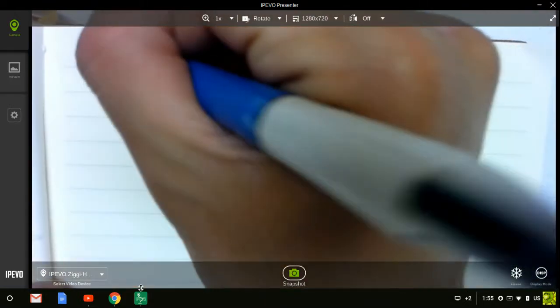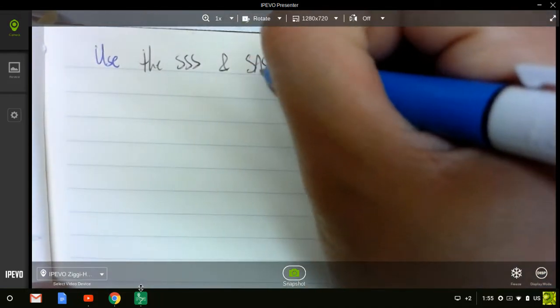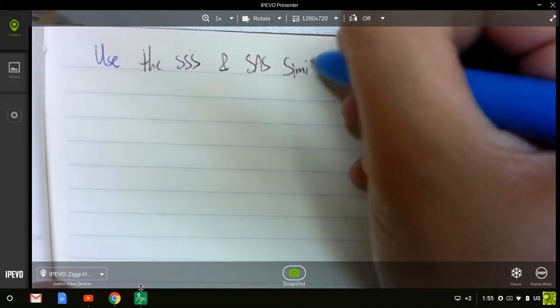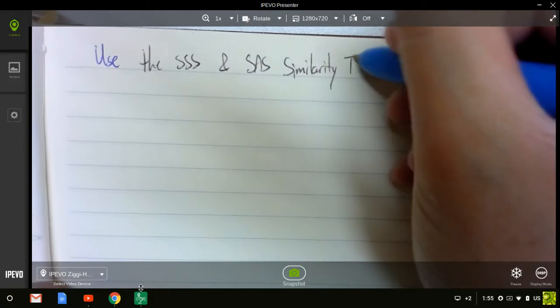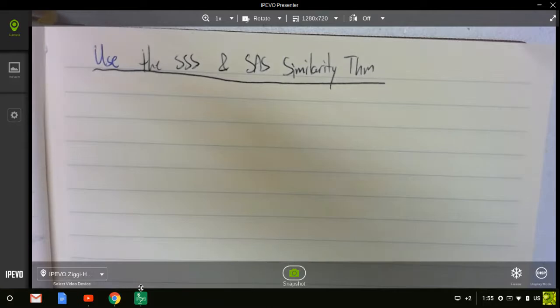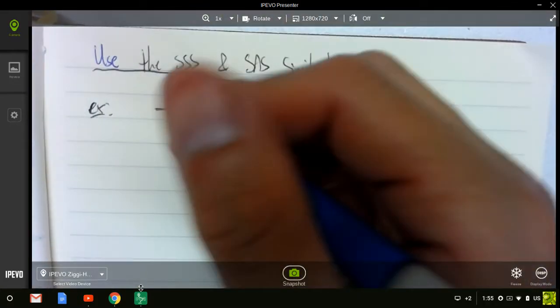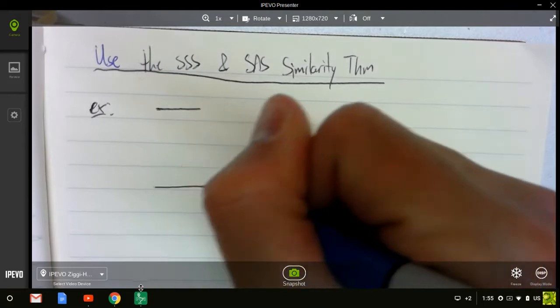So we're going to say, and I'll write this in black, using the SSS and SAS Similarity Theorem. Those are the two theorems we just learned about. So we're going to use them, and here's an example. Here's what you're going to do. You're going to draw two parallel lines. There's one small one at the top, and one big one at the bottom.